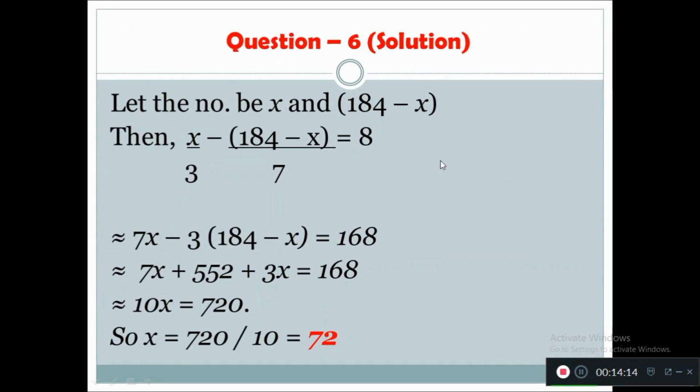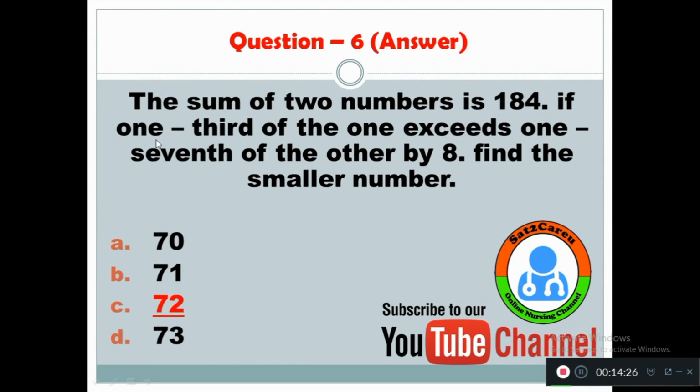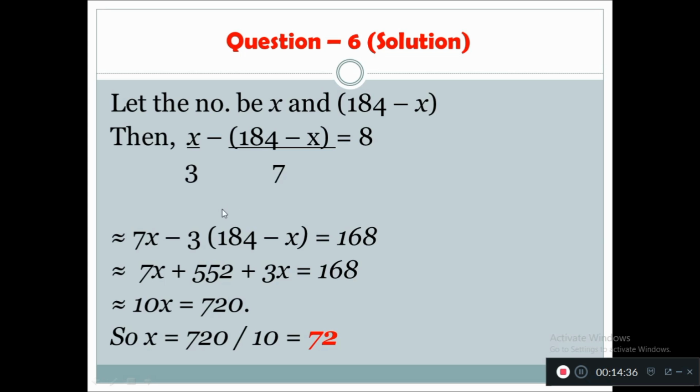So now we have this number. This is 1/3 and this is 1/7. So now the difference we are going to get as, that is 8 is given here. You can see the question, in the question what they have given, 1/3 of one exceeds 1/7 of the other by 8. So note down the 8 is here. Now simplify that. So 7 into x, 7 cross multiply with the x gives 7x. So this 3 is multiplied with 184 minus x, we can write like that.